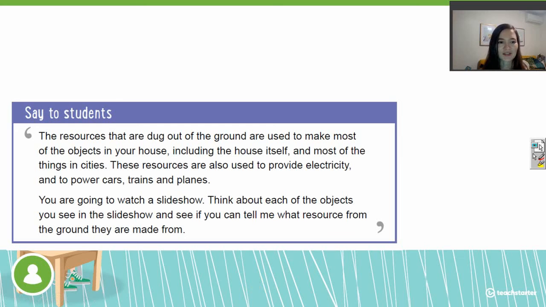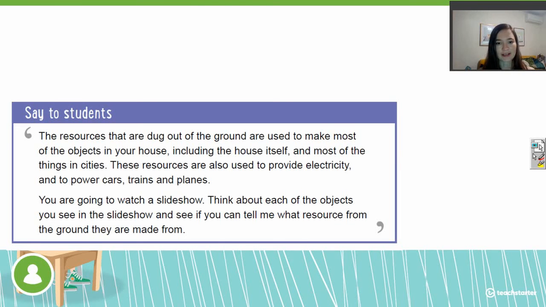Okay, so the resources that are dug out of the ground are used to make a lot of the objects in a house, including the house itself. My house is made out of brick, so that's been made out of resources from under the ground. And these resources that we get from under the ground are also used to provide electricity and to power cars and trains and planes.